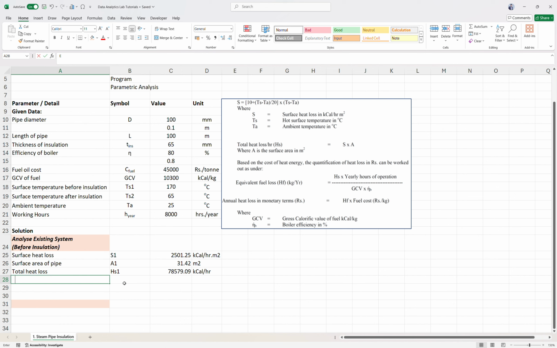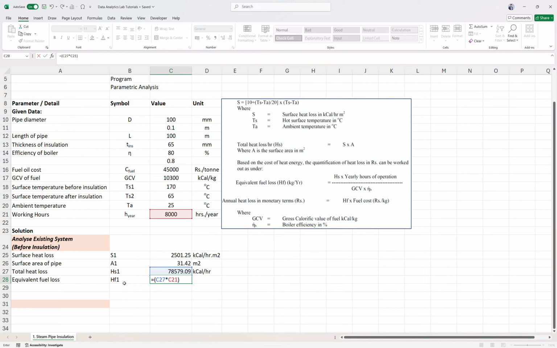Then next quantity is equivalent fuel loss. Symbol will be HF, but in the first case, hence HF1. Formula is HS multiplied by hours of operation divided by GCV into boiler efficiency. So equal to, I will first create the numerator. So HS, it is available with me, into hours of operation. I don't care how many hours are there because they can be different for different plants. Hence, we are more concerned with the cell values.